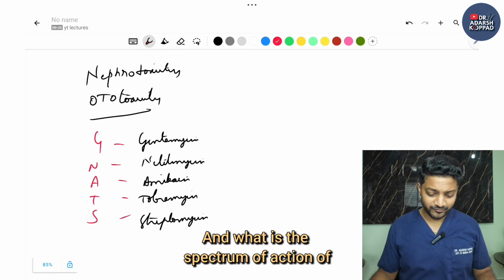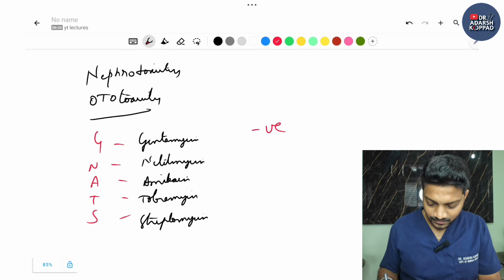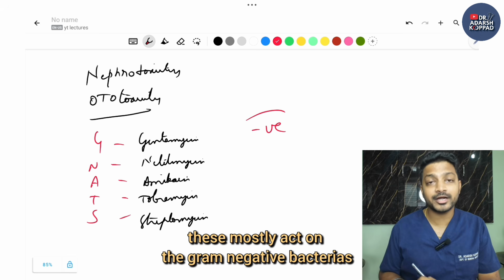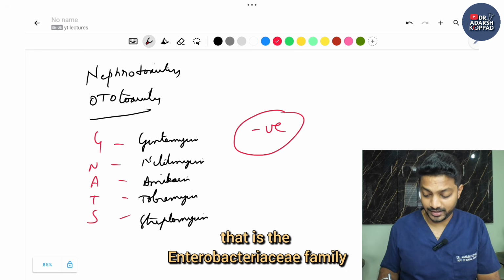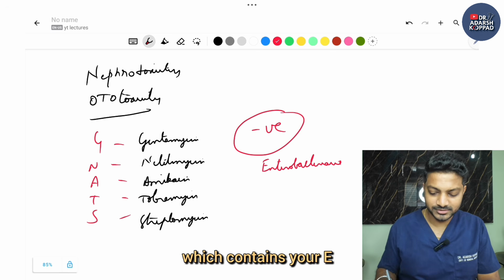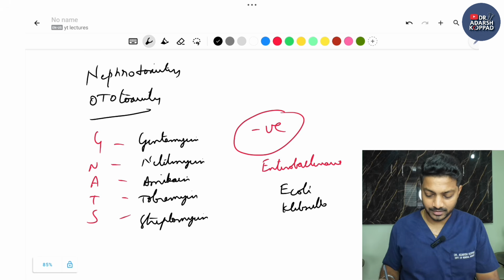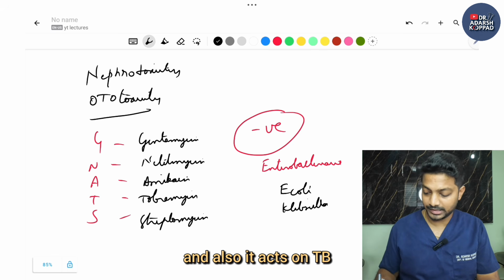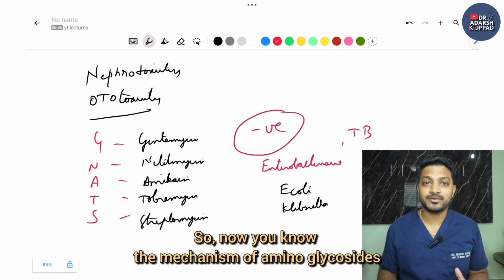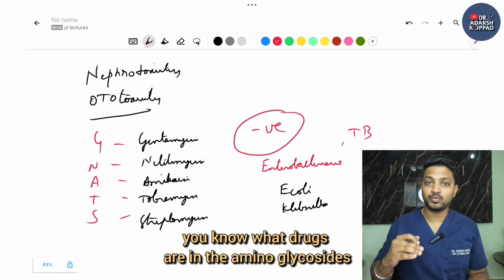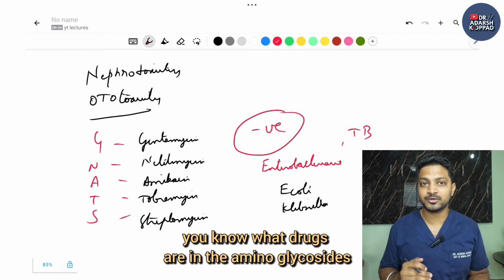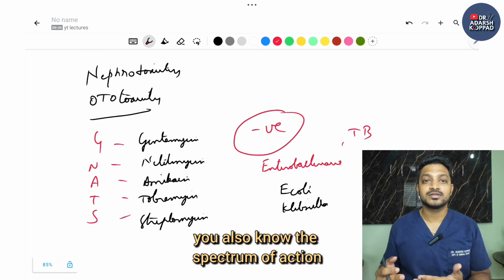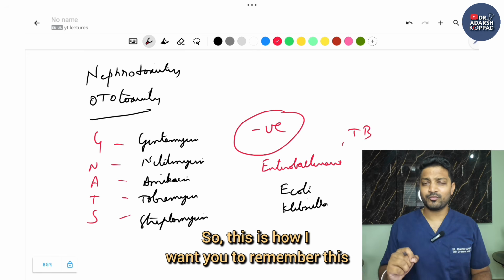And what is the spectrum of action of the aminoglycosides? These mostly act on the gram-negative bacteria, that is the Enterobacteriaceae family, which contains your E. coli, Klebsiella, and also it acts on TB. So now you know the mechanism of aminoglycosides, you know the side effects, you know what drugs are in the aminoglycoside class, you also know the spectrum of action. So this is how I want you to remember this.